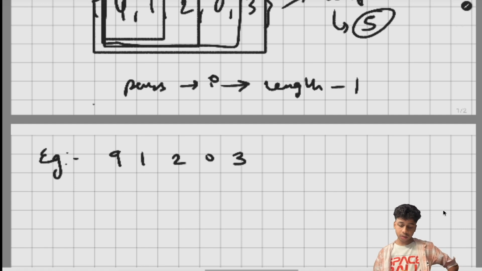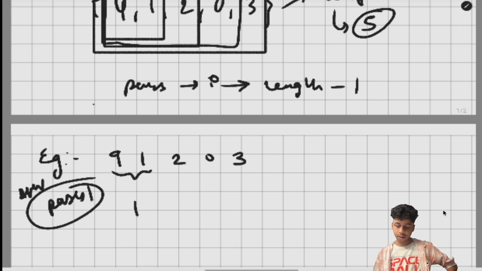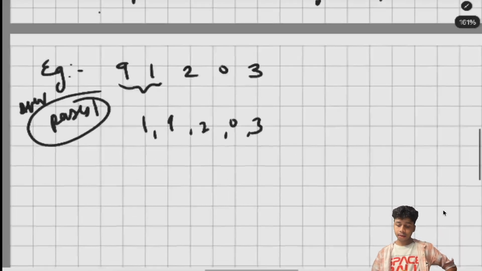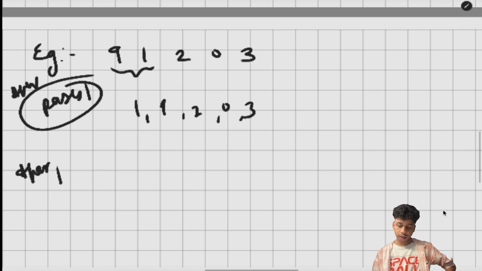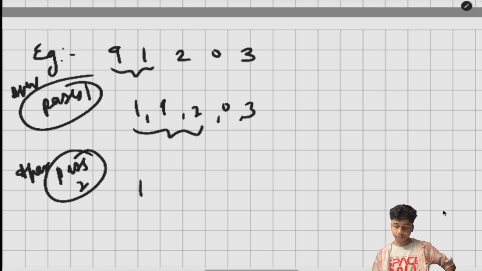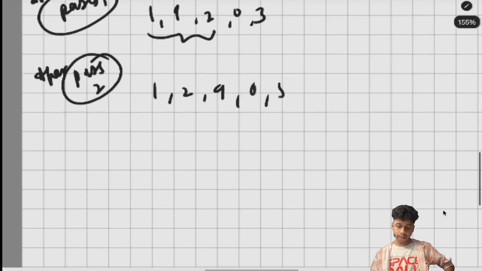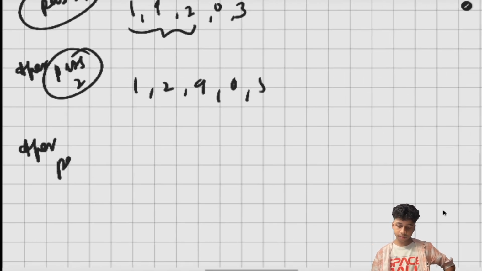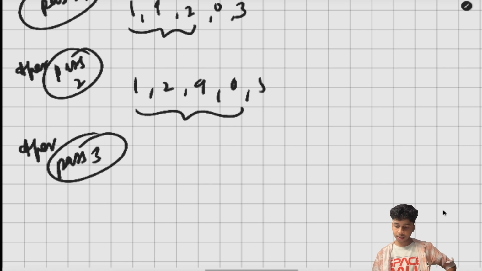Suppose at i is equal to 0, meaning pass 1. After pass 1, this part gets sorted, meaning 1 9 2 0 3. The array becomes this. After pass 2, this part gets sorted, meaning 1 2 9 0 3. After pass 3, this part gets sorted, that is 0 1 2 9 and 3.